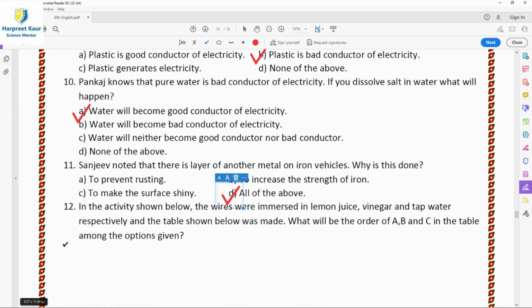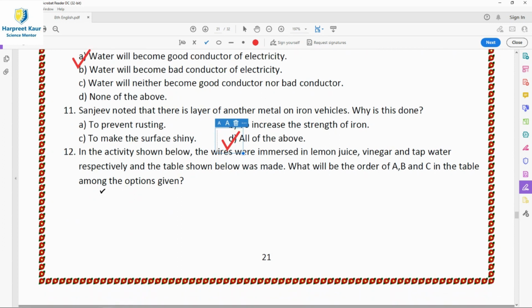Then question 12. In the activity shown below, the wires were immersed in lemon juice, vinegar, and tap water, respectively, and the table shown below was made. What will be the order of A, B, and C in the table among the options given?